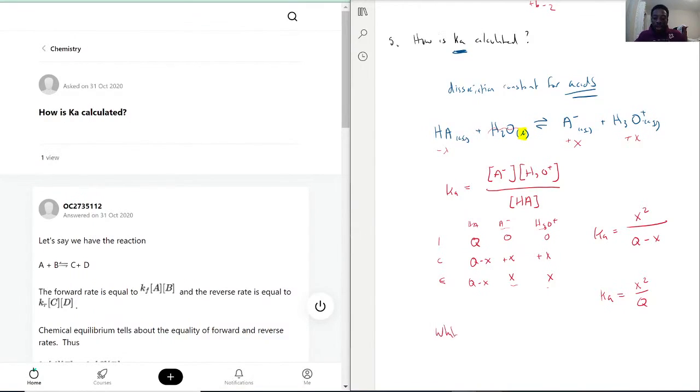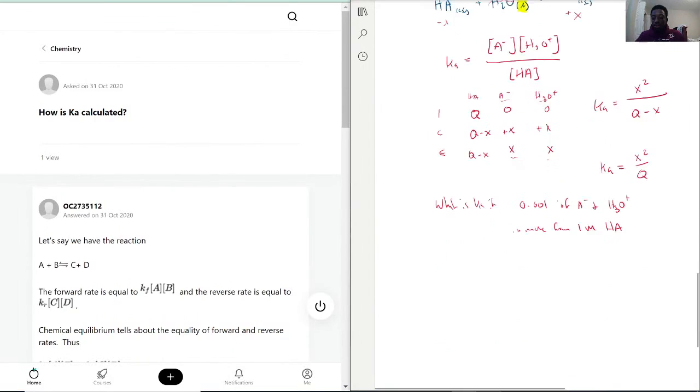So if I said, what is Ka if 0.001 of A minus and H3O is made from 1 mole of HA. So in reality, instead of it being just 1 mole, it'd be 1 mole minus the 0.001, which is quite small, but you still want to factor that in to really get that Ka value.